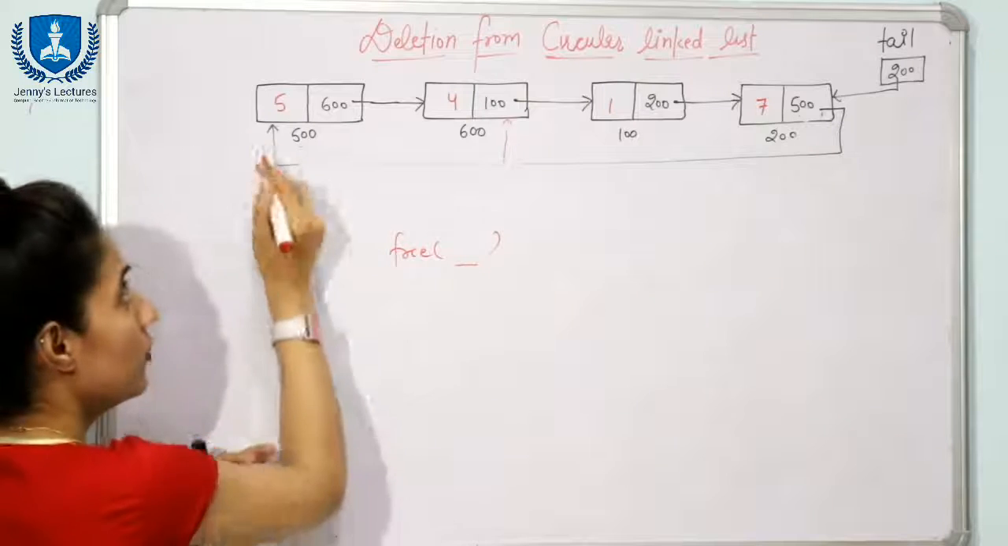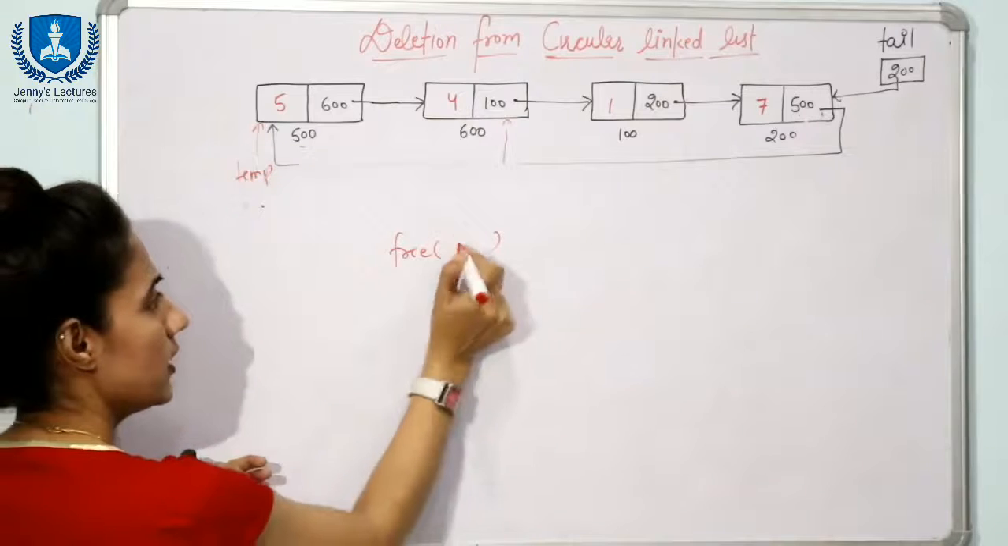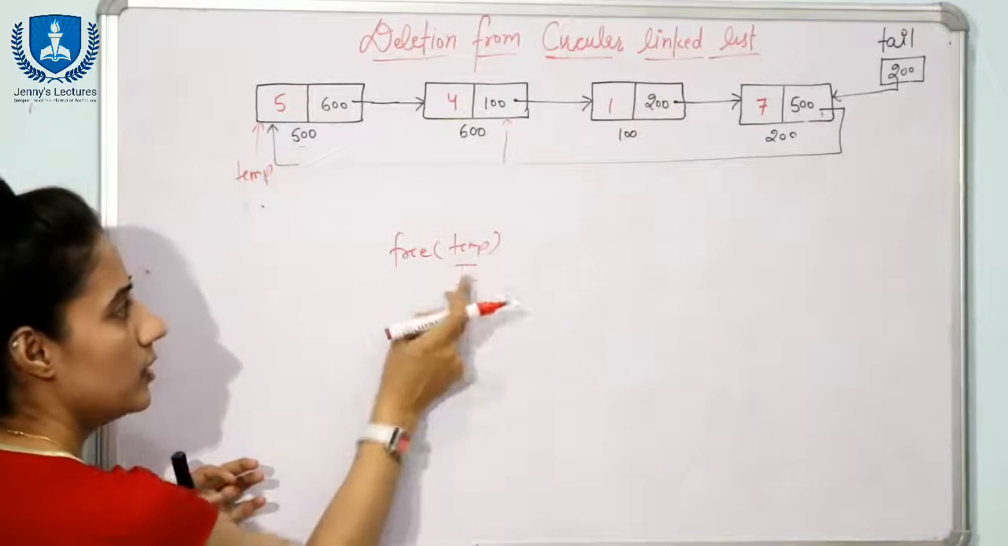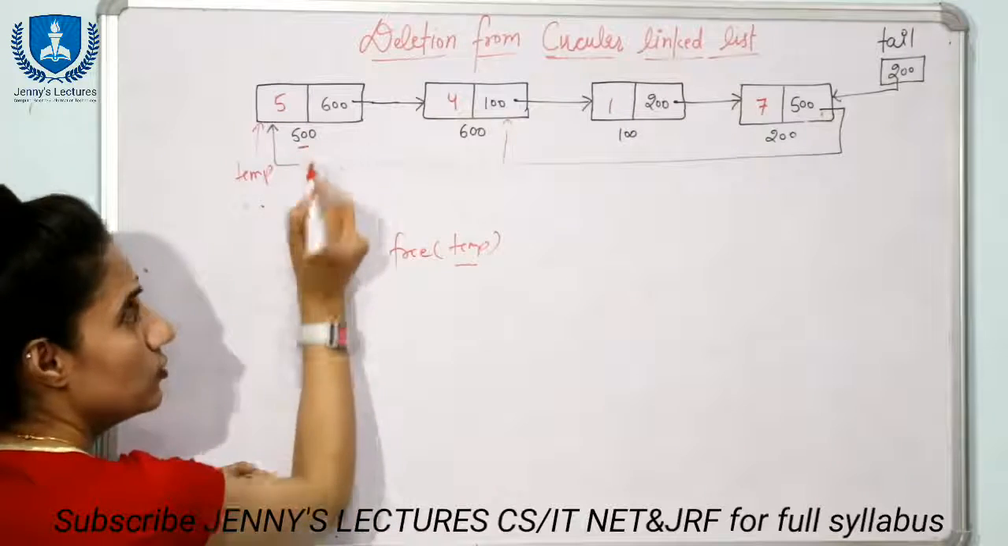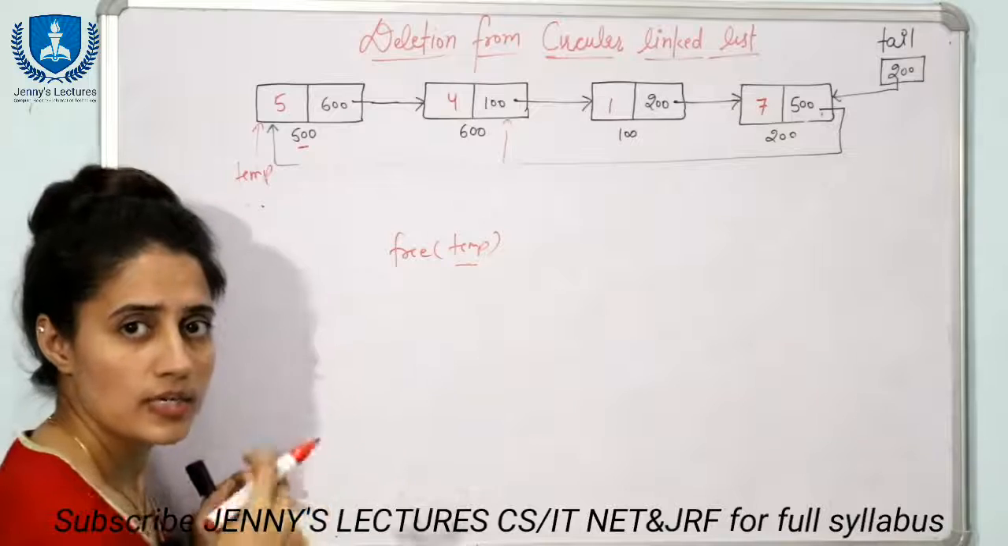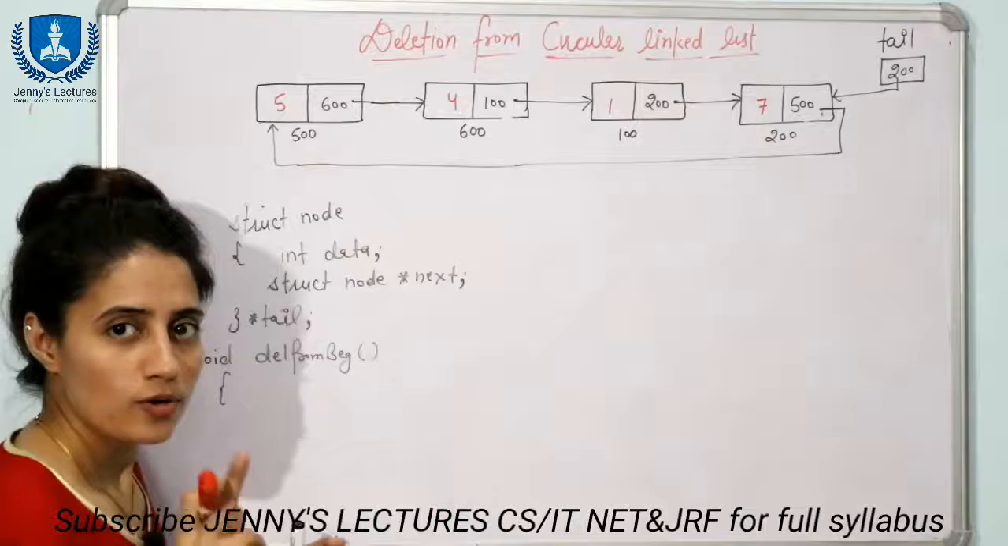Now obviously we need a pointer pointing to this node, and suppose we have a pointer pointing to this node, that is temp. So here I can write free(temp). Temp means 500, so this memory would be freed now. After that you can say deletion is completed. Now see how you can delete this. So now how are you going to code this?